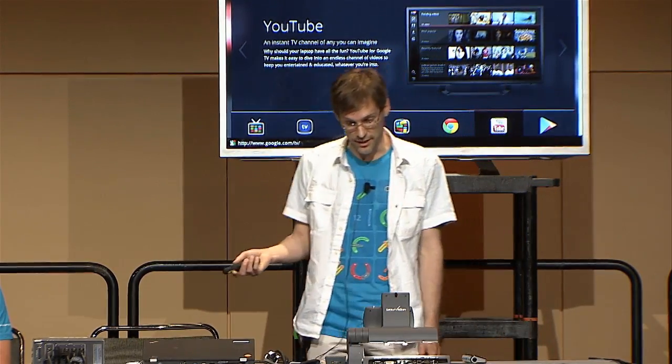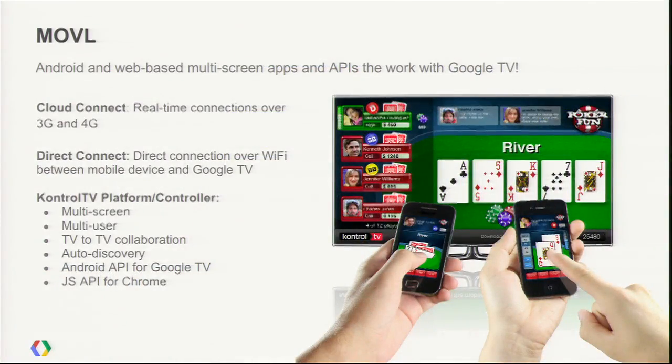And last but not least, Mobile. Mobile actually was at Google I/O last year with us. They're also at Google I/O with us this year, and I think they're in the Google TV Lounge now. So they actually have Android and web-based multi-screen applications and APIs that integrate with Google TV. On the right-hand side here, this is the Poker Fun game, which is really cool.